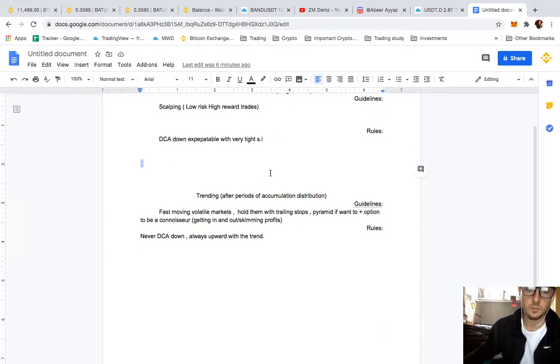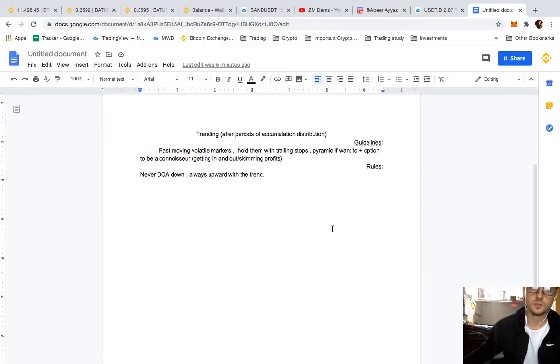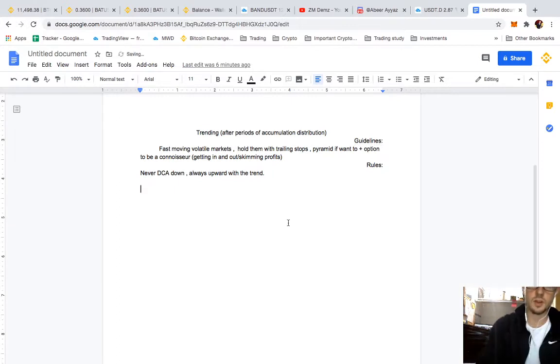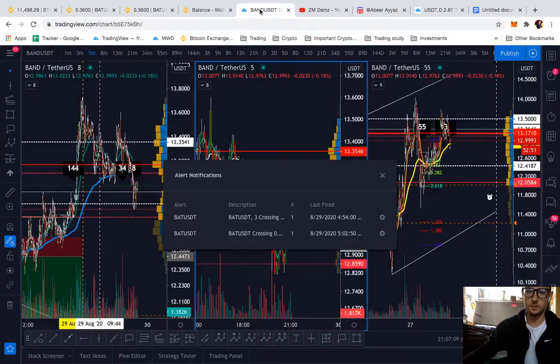Okay, and then whenever accumulation distribution breaks either up or down, that's your trend, and that's what you have to start trading. So fast moving volatile markets, there's two different trends. Okay, to make it kind of simple, there's a slow moving trend, and then there's a huge fast moving volatile trend. I'll show some examples here.